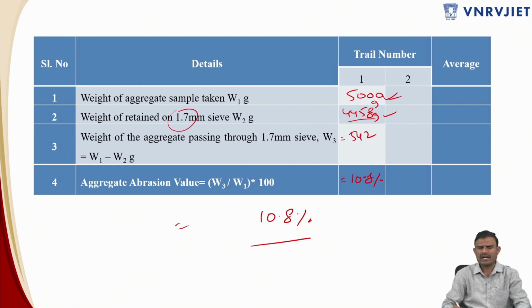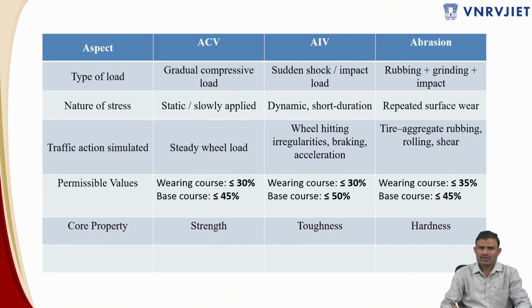For either the aggregate impact value, crushing value or this abrasion value, you have to take the aggregates heated to 100 to 110 degrees centigrade in order to make sure they are free from moisture, and you have to do this test for 2 trials in order to get the average value. So we are going to compare all the 3 tests we have discussed so far.